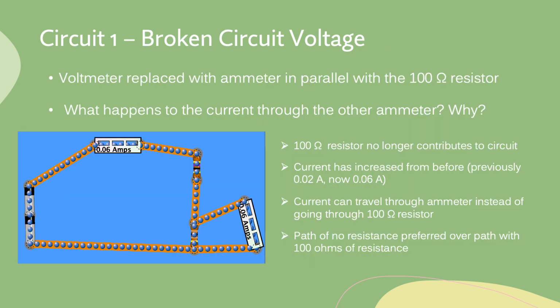The voltmeter was then replaced with the ammeter in parallel with the 100 ohm resistor. Now the 100 ohm resistor no longer contributes to the circuit, and the current has increased from before. It was previously 0.02 amps, now it's 0.06 amps. This is because the current can travel through the ammeter instead of going through the resistor, and the path of no resistance is preferred over the path with 100 ohms of resistance.